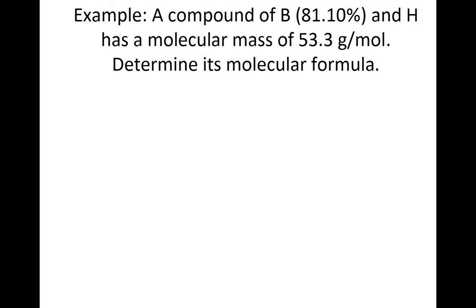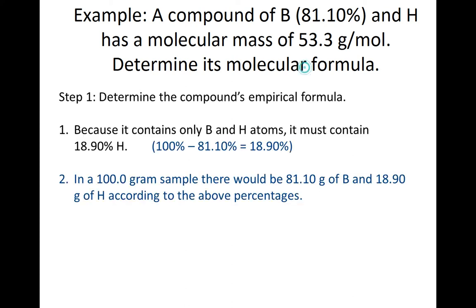So let's say I have this example problem. I have a compound. It contains boron and hydrogen only. And it contains 81.1% boron by mass. And I'm given in the problem it has a molecular mass of 53.3 grams per mole. Now I can use that information to determine the molecular formula of my compound.